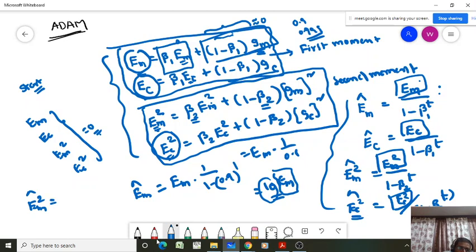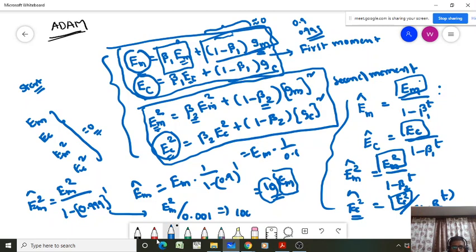Here we are taking em2 hat equal to em2 divided by 1 minus beta 2, that is 0.999, whole power 1. So what does it mean? That's equal to em2 divided by 1 minus 0.999, that's equal to 0.001. That means that's equal to 1000 times of em2. So it helps us to avoid the biasing towards the 0 at the starting iteration.